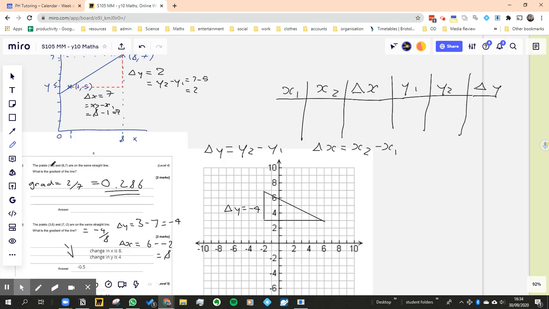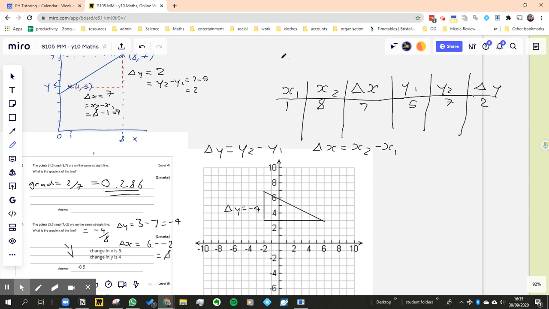With this first one, the first coordinate is 1, 5. The first x value was 1, the first y value was 5. And then the second coordinate is 8, 7. So the second x value was 8, and the second y value was 7. To work out the change in x, we work out the second x, take away the first x. So that's 7. And then to work out the change in y, we do the second y, take away the first y. So that's 2. And that's what we got over here.